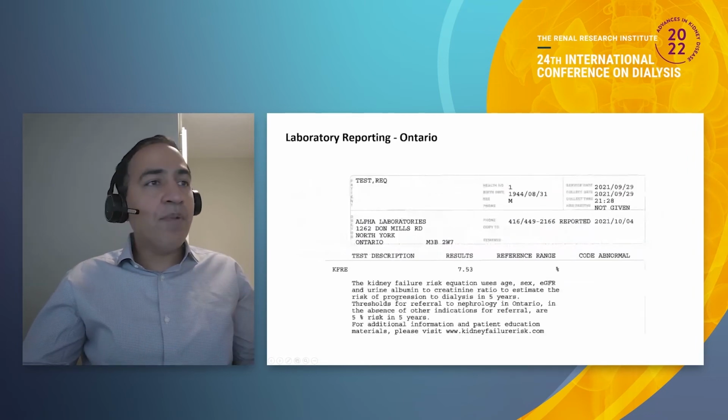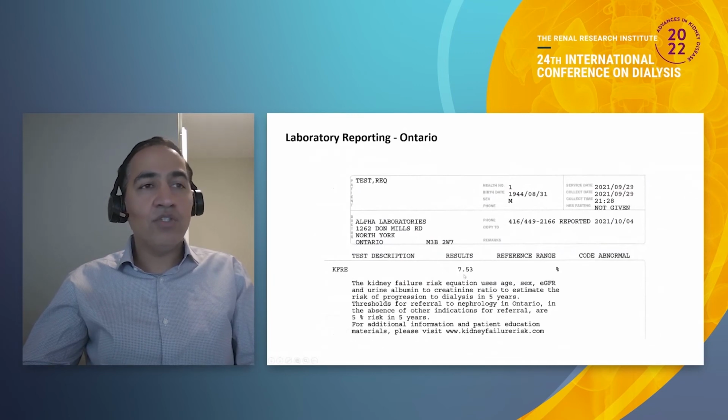Now, here's how we've implemented the KFRE in Ontario in one of the big labs. So this is Alpha Labs, one of the large lab providers in Ontario. And in Alpha, if you have a GFR and an ACR and your GFR is less than 60, we report the KFRE right on the lab requisition.